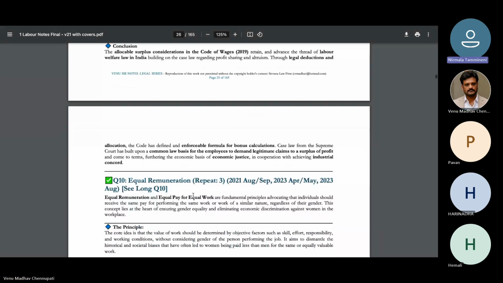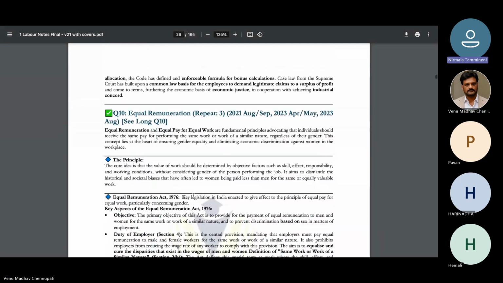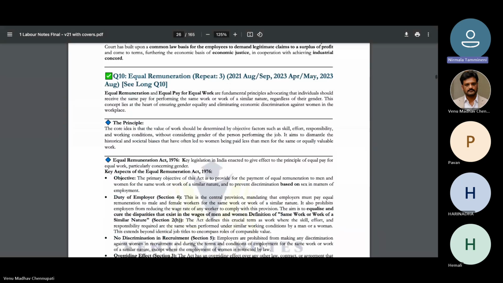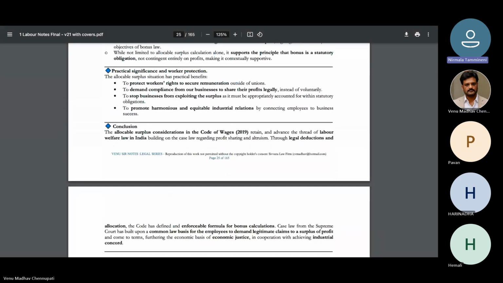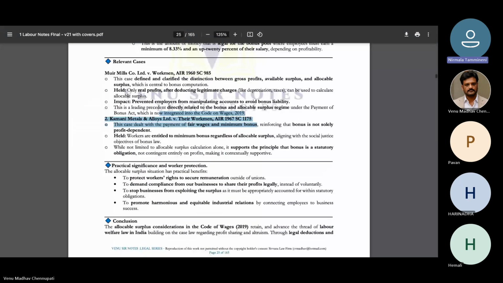All right. Sadhu, I have a question. Yes. The Code on Wages 2019 says, if my understanding is right, that the bonus should be dependent on what is available as allocable surplus. Am I right?